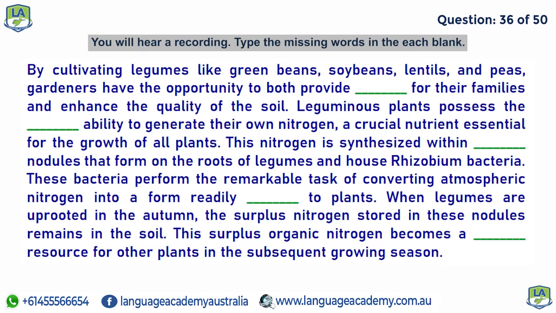These bacteria perform the remarkable task of converting atmospheric nitrogen into a form readily accessible to plants. When legumes are uprooted in the autumn, the surplus nitrogen stored in these nodules remains in the soil. This surplus organic nitrogen becomes a valuable resource for other plants in the subsequent growing season.